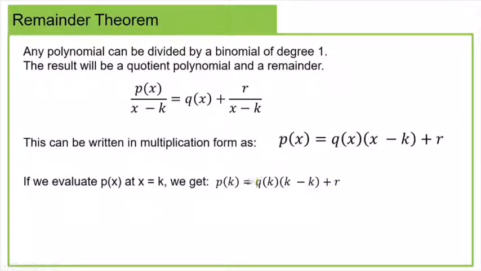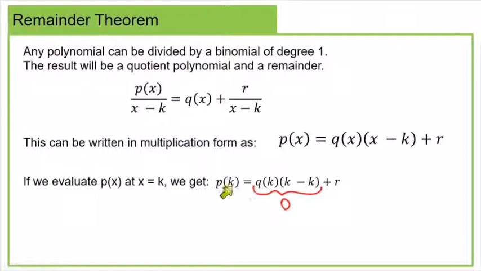And look what happens here. Instead of working out p of k for ourselves, now we have q of k times k minus k plus r. Now look at this right here. k minus k is going to be 0. And that means that q of k times 0 is also going to be 0. That's huge.